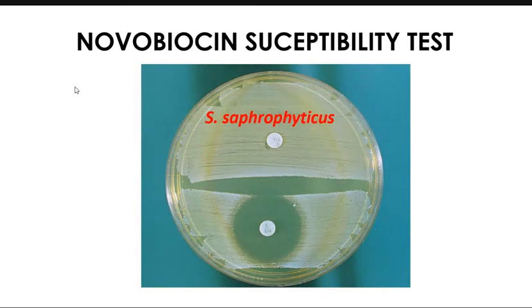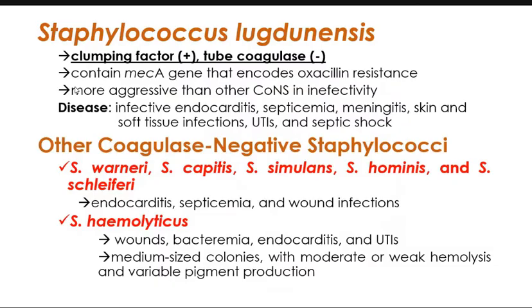So this is your novobiocin susceptibility test, wherein you see that your saprophyticus is resistant. Okay? And of course, it's nice to know we get into lugdunensis, which is clumping factor positive, but tube coagulase negative. It contains the mecA gene that encodes oxacillin resistance, and is more aggressive than other coagulase negative staphylococcus in infectivity.